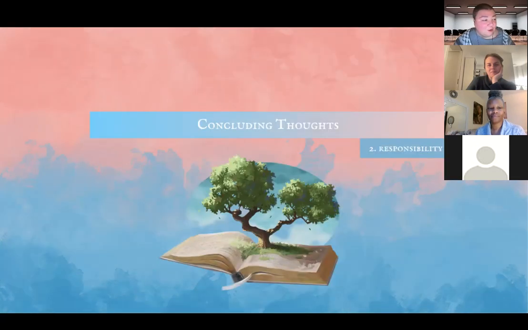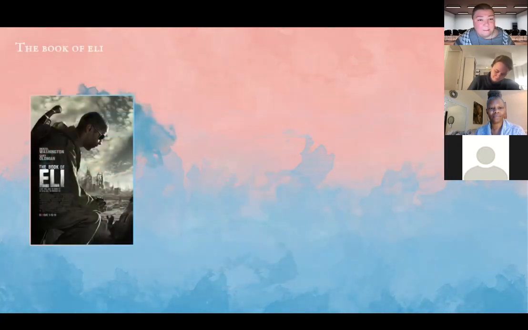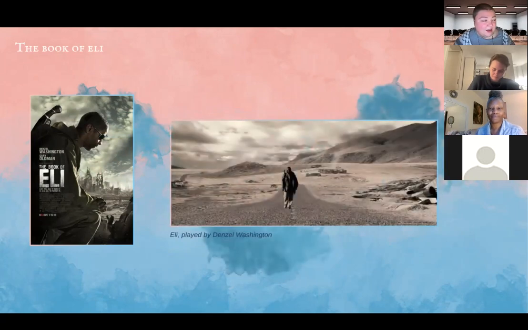The second concluding thought I'd like to leave us with concerns responsibility. There's a 2010 movie called The Book of Eli. Denzel Washington plays Eli, the main character who's traveling through a barren, post-nuclear, war-torn Northern America. With him, he carries a book. His goal is to deliver his copy of this mysterious book to a safe location on the West Coast to be protected and preserved there.